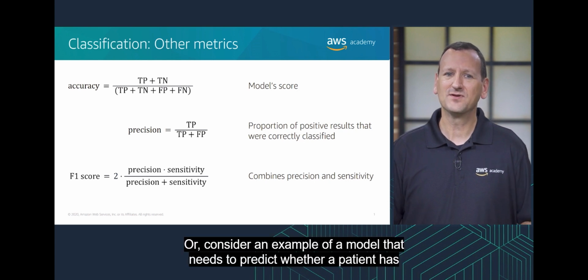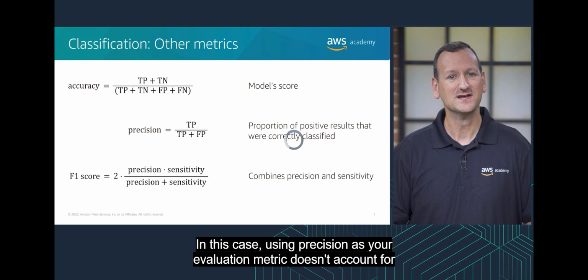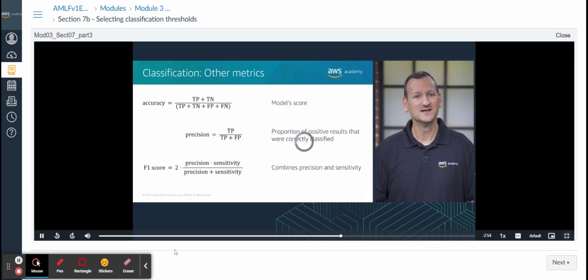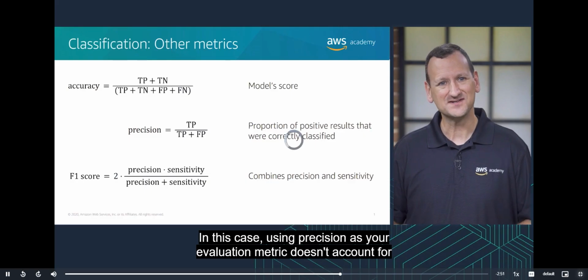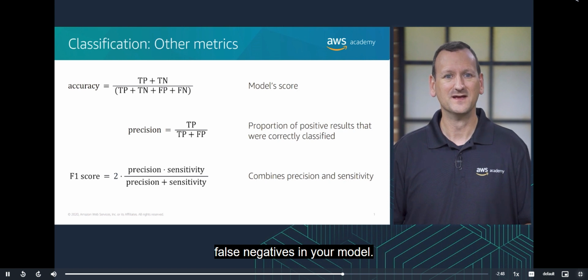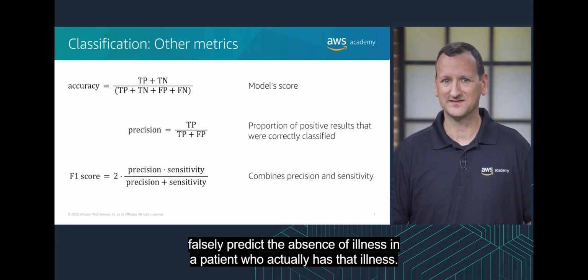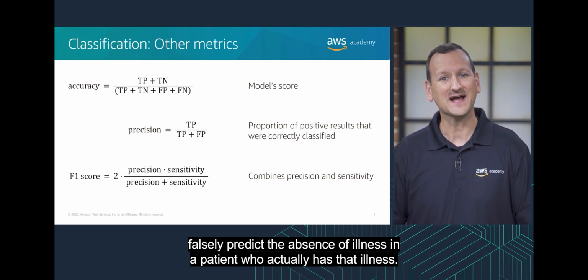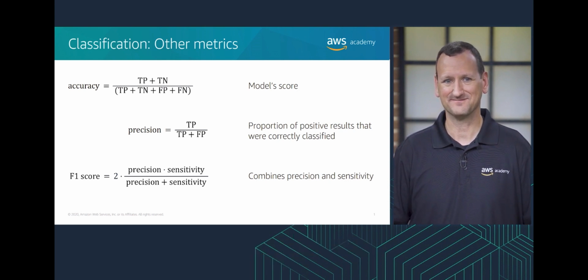Or consider an example of a model that needs to predict whether a patient has a terminal illness. In this case, using precision as your evaluation metric doesn't account for false negatives in your model. Here, for the model to be successful, it's crucial that it doesn't falsely predict the absence of illness in a patient who actually has that illness. Sensitivity would be a better metric to use for this situation.